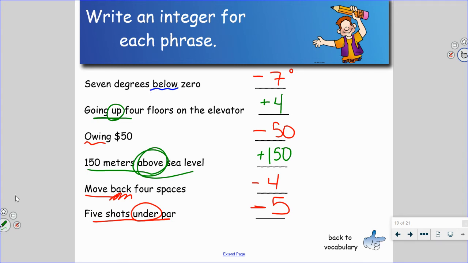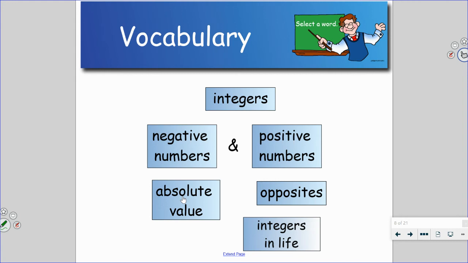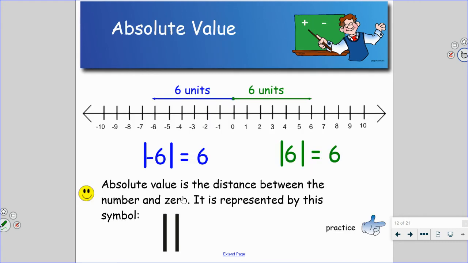Almost there, ladies and gents, almost there. I know some of you have sped through this because you're feeling quite confident. Last thing we're going to talk about is absolute value. Now, be very intentional about this. Absolute value does not mean its opposite. Instead, absolute value literally means the distance between that number and 0.